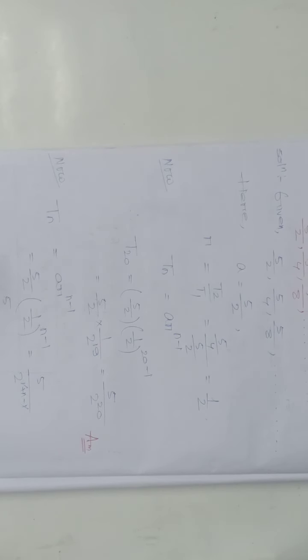Now, in this question, you have to find the nth term also. The nth term is ar to the power n minus 1. So, putting the value of a as 5 by 2 and r as half to the power n minus 1, the answer is 5 by 2 to the power 1 plus n minus 1. Here 1 gets cancelled. So the answer will be 5 by 2 to the power n.